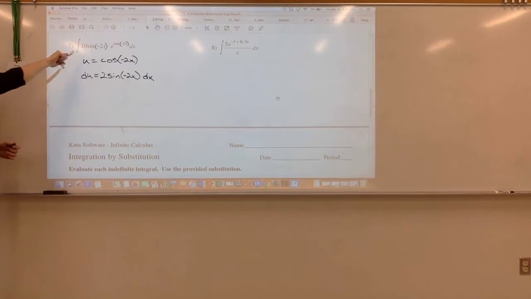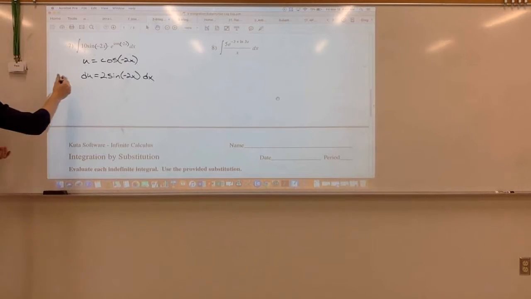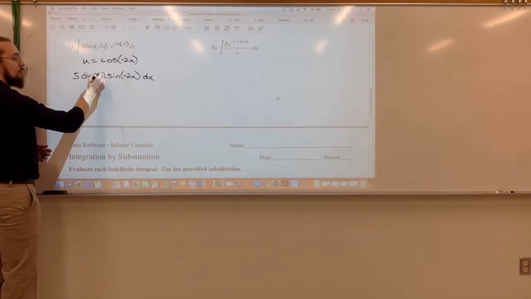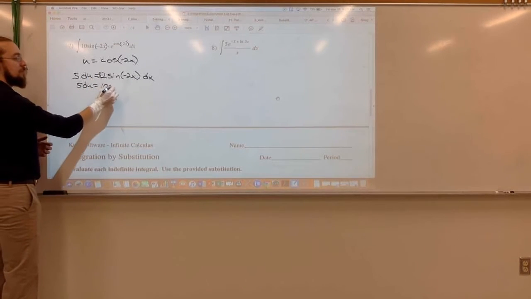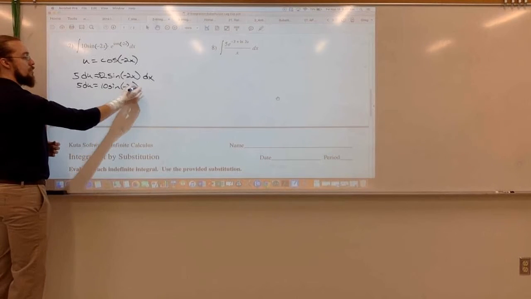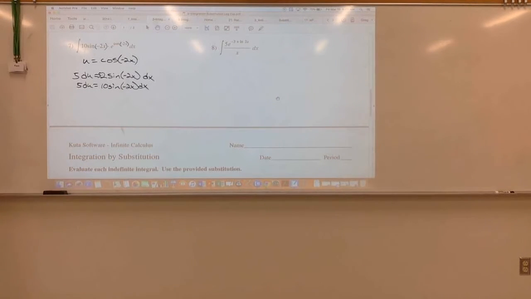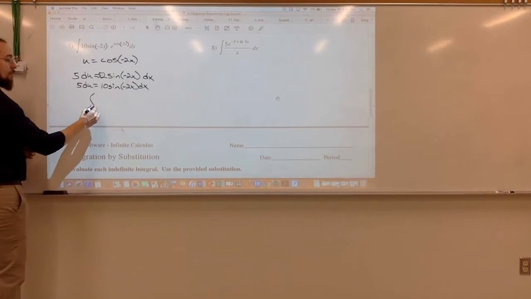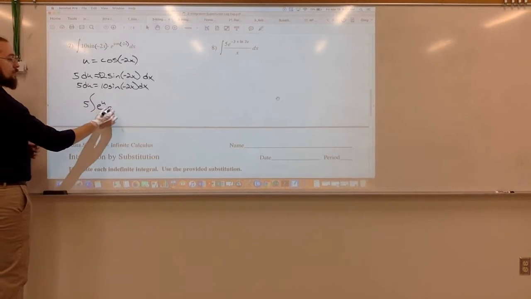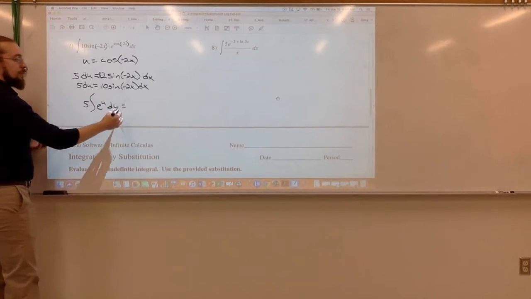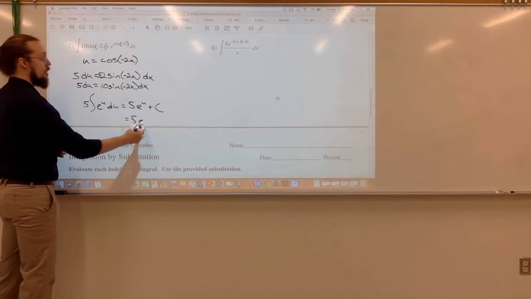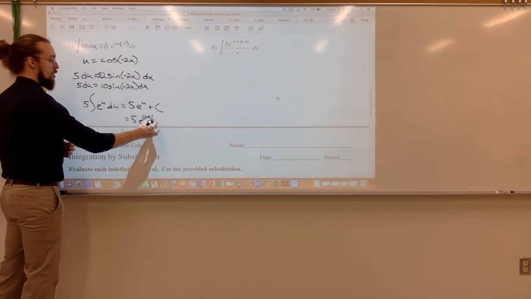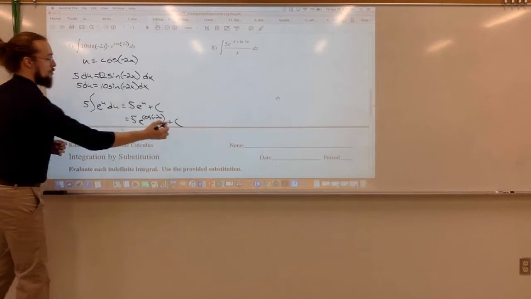But I want it to be 10 sine of negative 2x dx. So I would multiply both sides by 5. So we just get 5 du equals what we want, 10 sine of negative 2x dx. Then we can do our u substitution. So we'll have e to the u times 5 du. And the antiderivative would be 5e to the u plus c, which would be 5e to the cosine of negative 2x plus c.